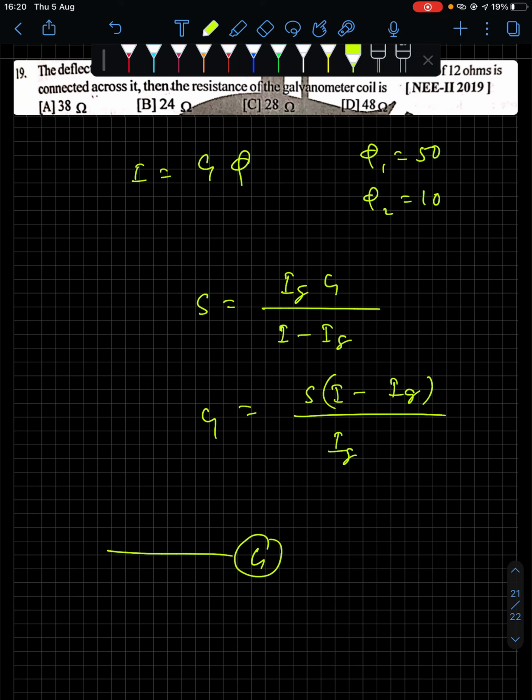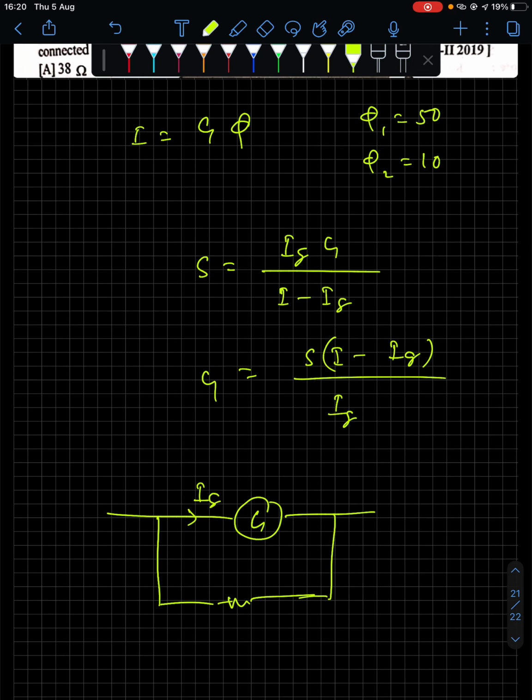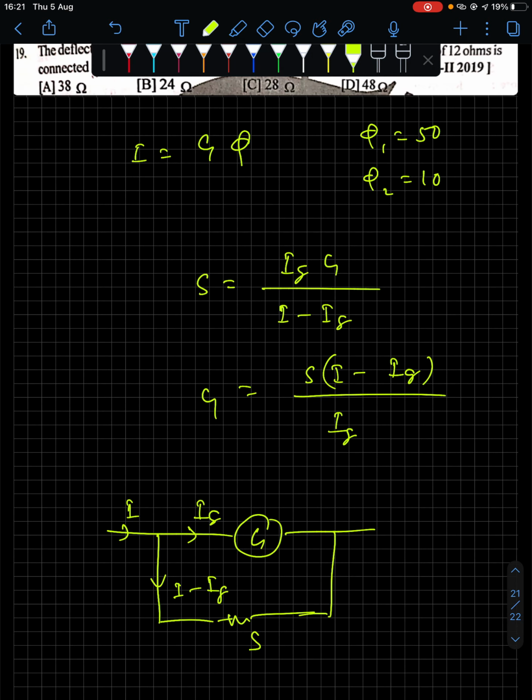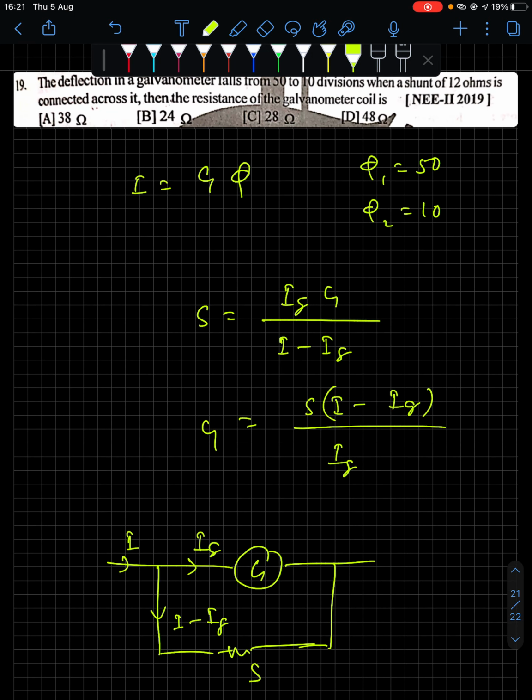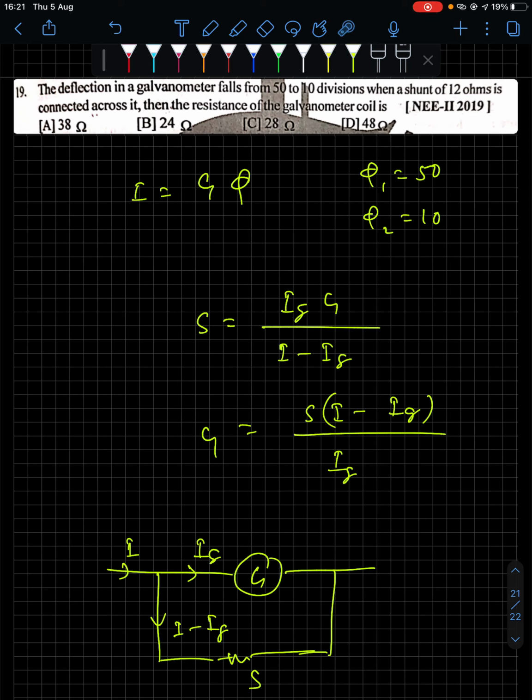Now if you put the diagram here, say this is the galvanometer, this is Ig, and this is the shunt. Okay, so this is I and this is I minus Ig. This is the shunt resistance. So value of I is what? The deflection falls from 50 to 10 divisions when you connect a 12 ohm shunt. Okay, so you can consider I value to be 50G and Ig value to be 10G.